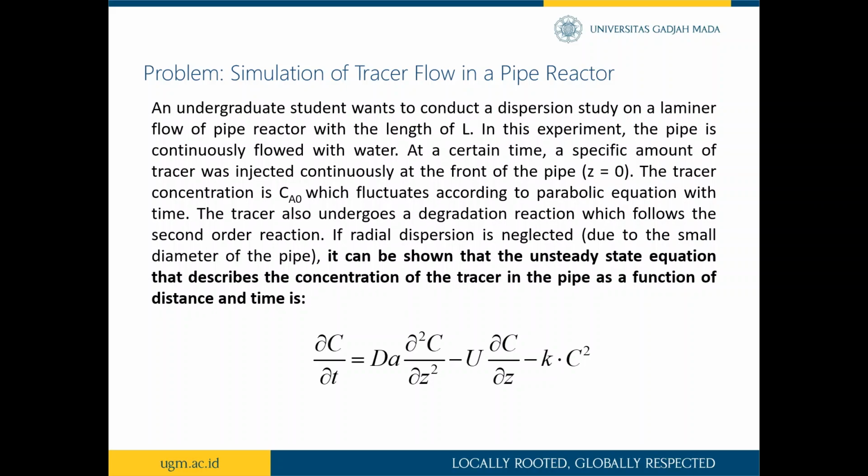So in this problem, we would like to solve tracer flow in a pipe reactor. This is the description of the problem. An undergraduate student wants to conduct a dispersion study on a laminar flow of a pipe reactor with a length of L. In this experiment, the pipe is continuously flowing with water. And at a certain time, a specific amount of tracer was injected continuously at the front of the pipe. Tracer is commonly used to diagnose your reactor, how far it deviates from ideal reactors.